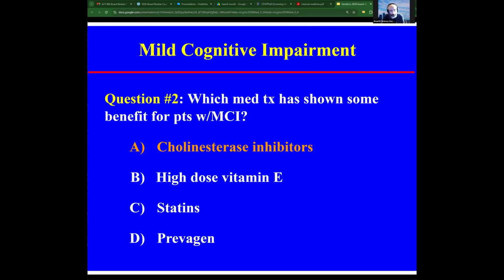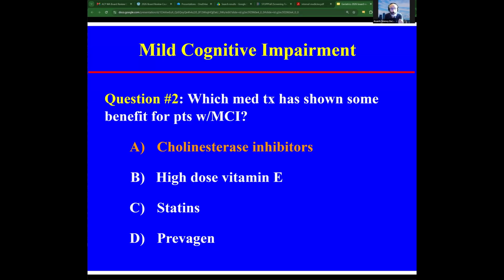So for this question, I think we can be pretty confident this is not going to be a boards question, but really I put it in here to be a teaching point. The treatment that probably has some degree of benefit, with a heavy caveat that it probably doesn't change the end outcome, would be cholinesterase inhibitors. Also, for those who pick statins, this has actually been looked at fairly extensively, and statins don't increase your risk of dementia, but they also don't reduce your risk of dementia, particularly when it comes to Alzheimer's.